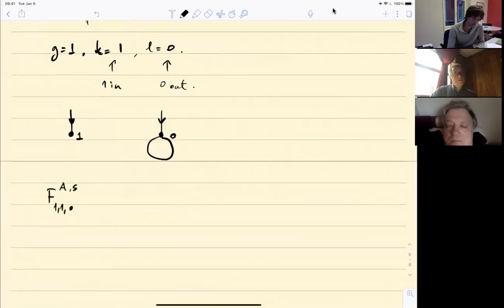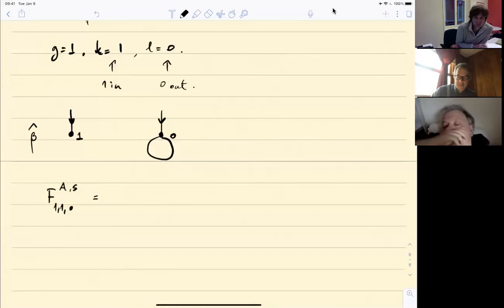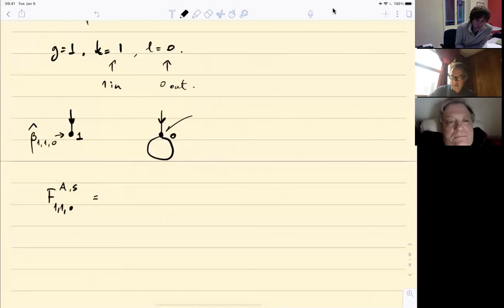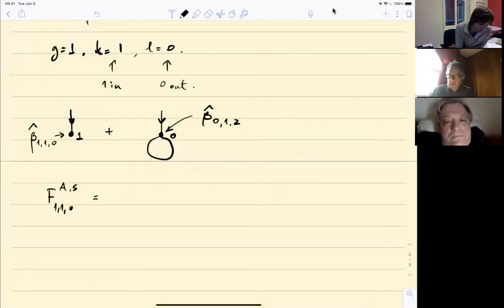As. So if I'm trying to calculate the genus one, one input, it's supposed to be the following thing. First of all, at each vertex, I label with the corresponding beta hat. So here I have beta hat 1, 1, 0. Why? Because I have one input, zero outputs, and genus one. Here, I'm going to label with beta hat 0, that's a genus zero, one input, two outputs. And turns out that there's a bit of a combinatorial coefficient, this takes a 1/2 here.